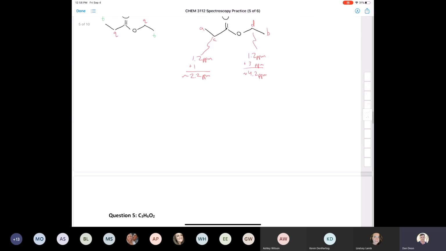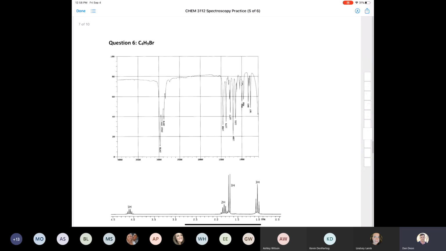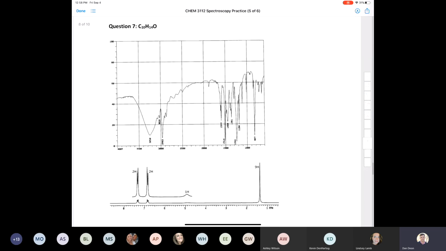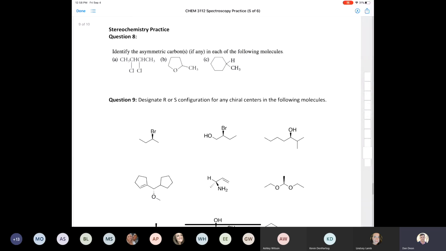I will post the solutions to questions 5, 6, and 7. I'll publish just a PDF of the answers and the solutions. So let's switch gears and take a look at some stereochemistry practice. Later on, we're going to do a little dry lab that involves stereochemistry practice. Around the time of the benzyl reduction, we're also going to put a stereochemistry exercise in there. So let's switch gears and take a look at this.